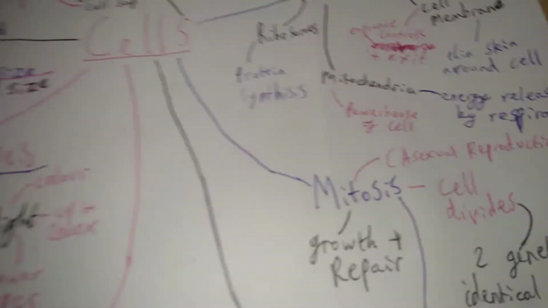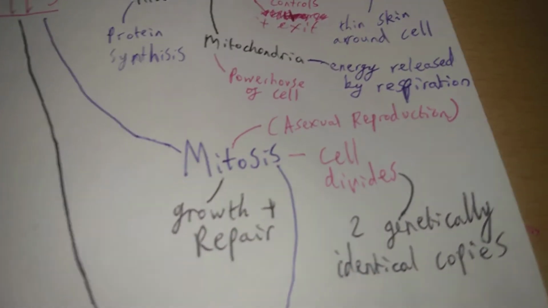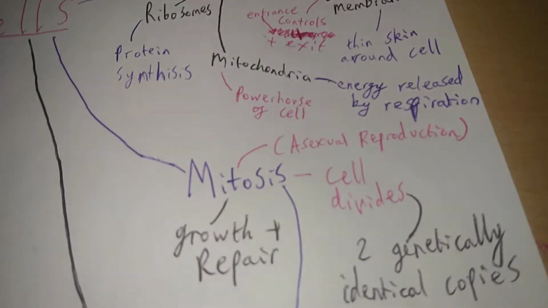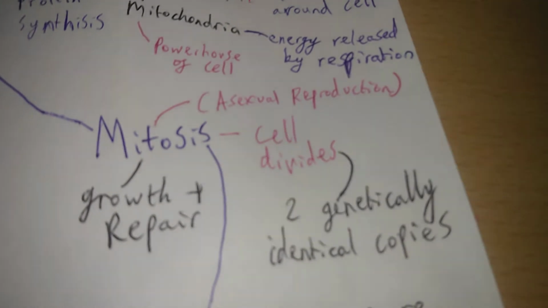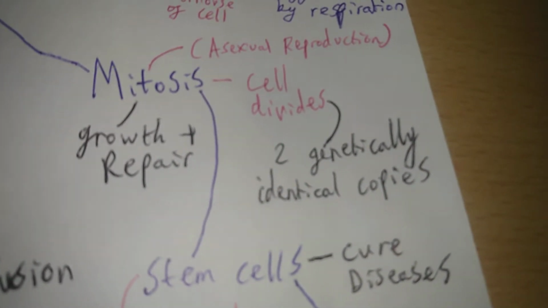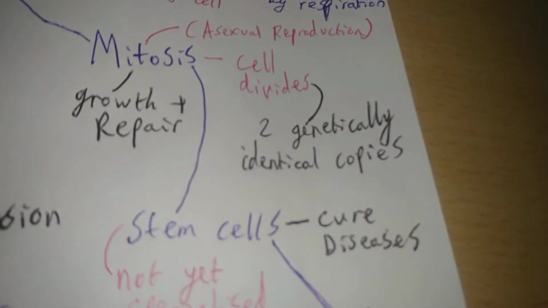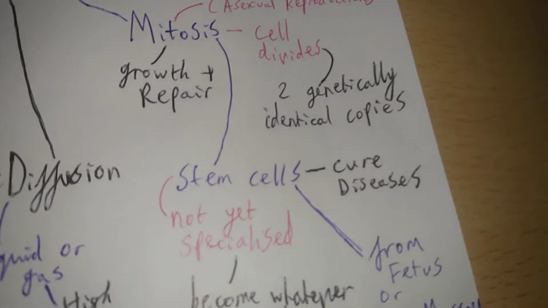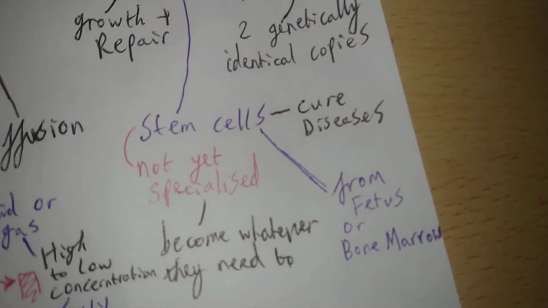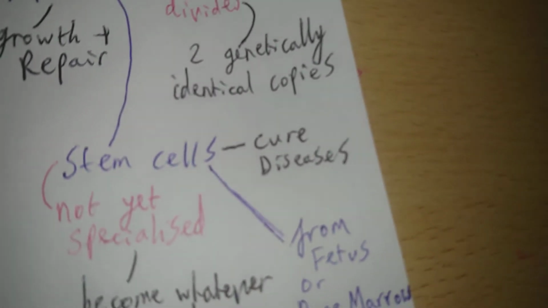And anyway, mitosis is used for growth and repair and asexual reproduction. It's a method of cell division, which gives exponential growth. The cell divides into two genetically identical copies. They're genetically identical because they contain the exact same genes, as the genes are not changed, as they are through meiosis. There are also these things called stem cells, which are not yet specialized cells, which means they can become whatever they need to. They are often used to cure diseases, and they're taken from the fetus or bone marrow.